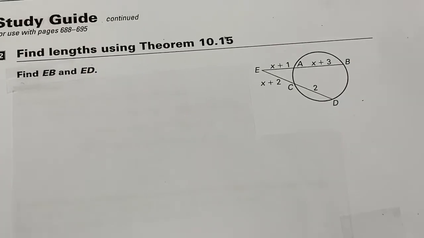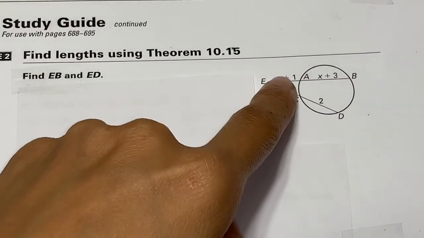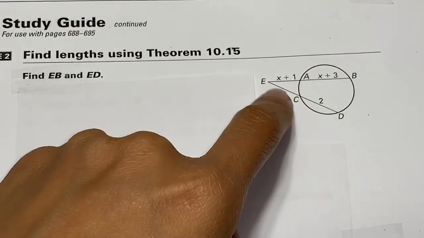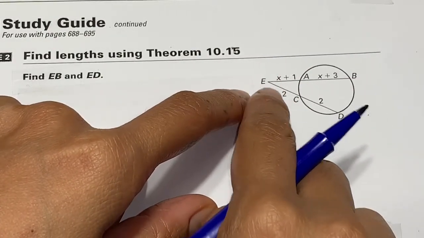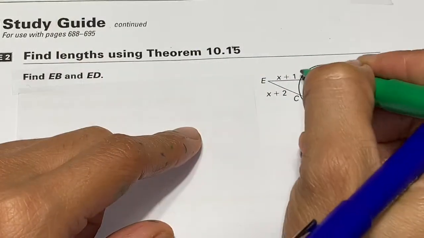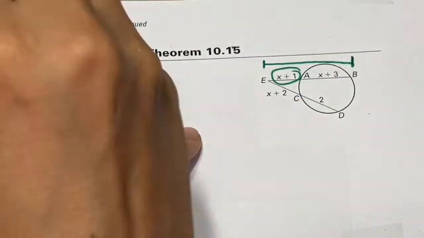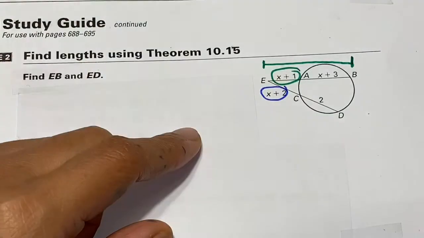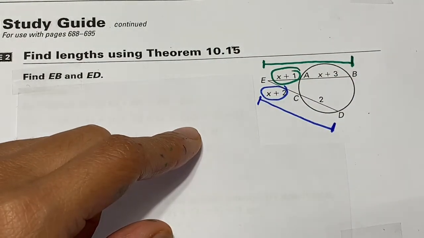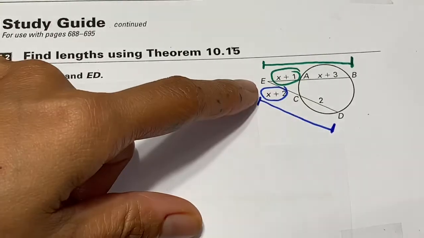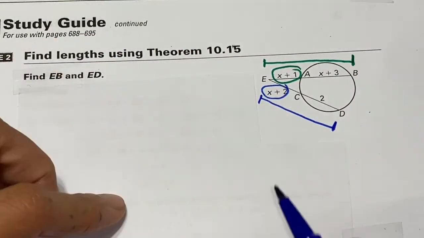Next one. Here we have two secant segments. So there's an outside piece here. According to this rule, it's the outside piece times the whole equals the outside piece times the whole. So start with this outside piece times the whole thing, and then set it equal to the outside piece times the whole thing. That's what the rule says as far as how to find segment lengths.